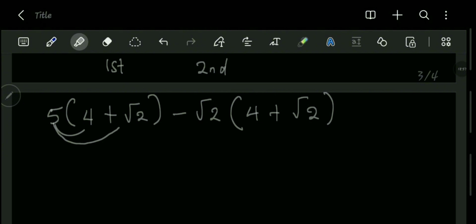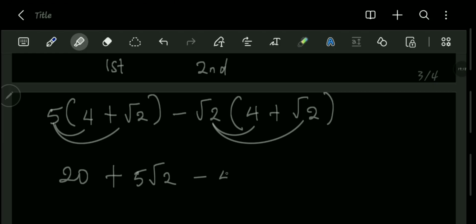5 multiplies and 5 multiplies. So 2 multiplies, and of course, 2 multiplies. So 5 times 4 here giving us 20 plus 5 times 1 2. That's giving us 5 2, right? Then minus, of course, this is it here. So 1 2 times 4, that's giving us 4 2. Then minus times plus giving us minus. Then 2 times 2 giving us 4.